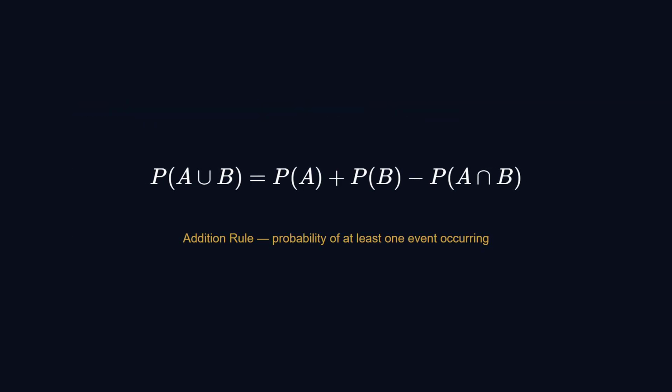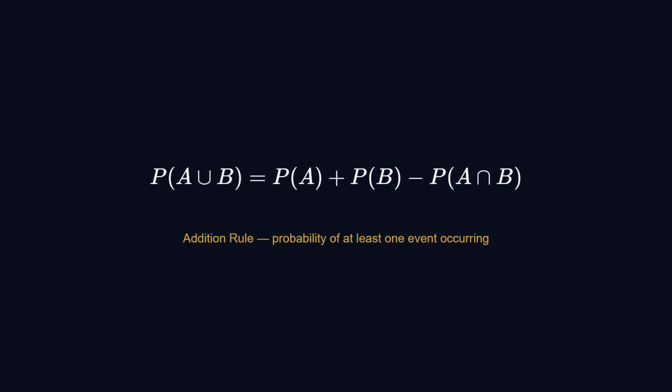The addition rule tells you the probability that at least one of two events occurs. P of A or B equals P of A plus P of B minus P of A and B. Why do we subtract P of A and B? Because when we add P of A and P of B, we double count the overlap. The scenarios where both happen get counted once in P of A and again in P of B. Subtracting the intersection removes the double counting.